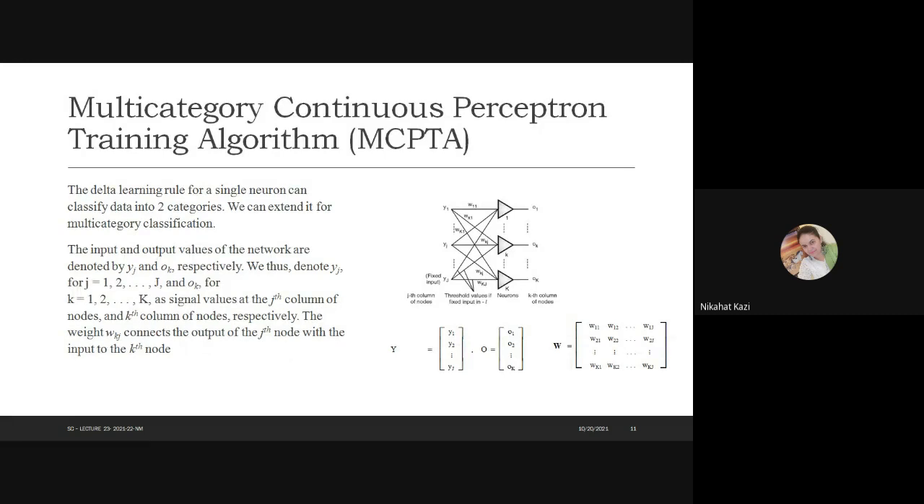Next is the same concept. That means the network structure is the same. You have a single layer of neurons, but the type of neurons that we have are now continuous perceptrons. Okay, so if you're going to use delta learning rule for a single neuron, then you can classify the data into two categories. Because a single neuron can give you two classes, but for multi-category classification you can extend it, so you require this as a layer of neurons.